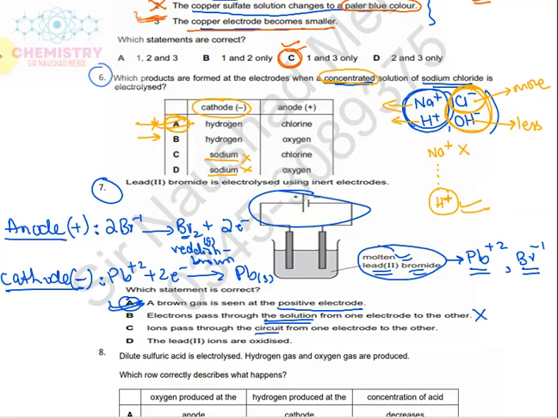Ions pass through the circuit. You all know that the ions pass through the solution. The ions do not pass through the external wire. Through the external wire the electrons are flowing. That's why it is also incorrect.